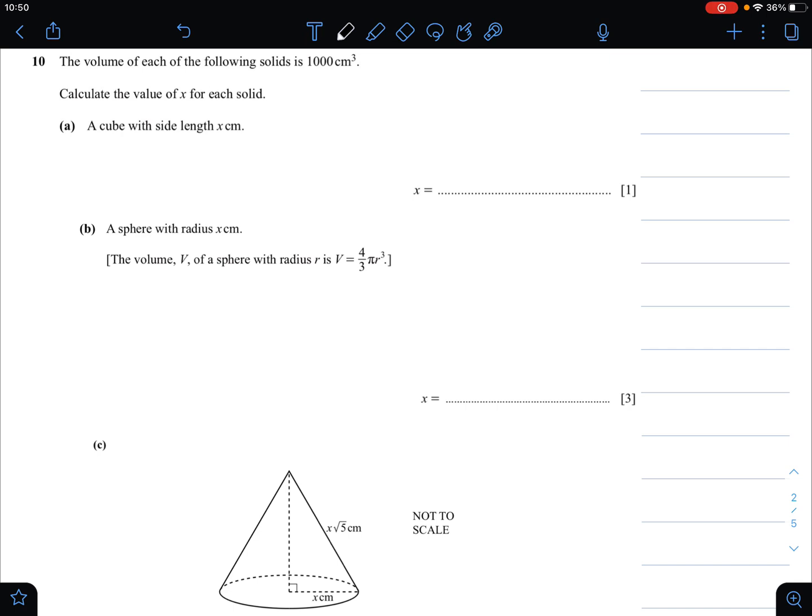So for part A, they are telling us a cube with a side of length x centimeter. With a cube, the formula to calculate the volume would be side cube. Now, the side is x, so x cube will be equal to 1000. Therefore, x would be equal to cube root of 1000, which is 10 centimeters. Therefore, 10 centimeters would be your final answer for part A.